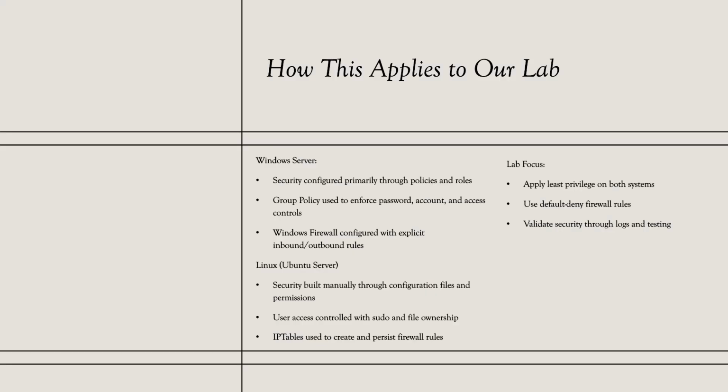How this applies to our lab. In our lab, Windows Server security is enforced primarily through centralized policies, roles, and Windows firewall rules. Ubuntu Server security is built manually through configuration files, sudo permissions, and iptables rules. This lab helps build real-world administrative skills by requiring us to apply least privilege, use default deny firewall policies, and validate security configurations through logs and testing instead of simply following steps.